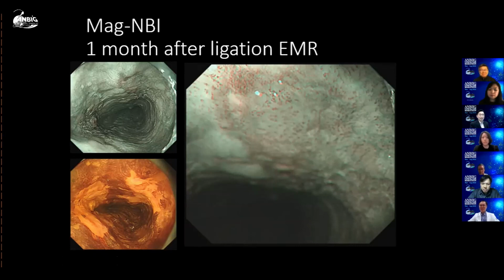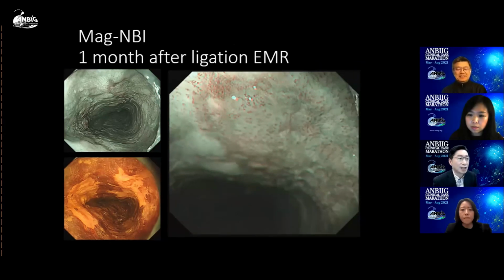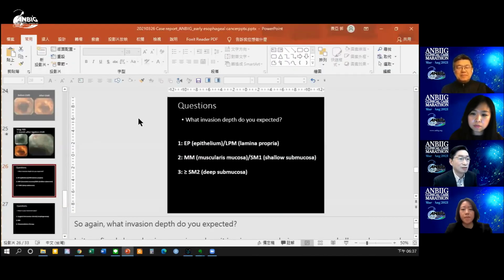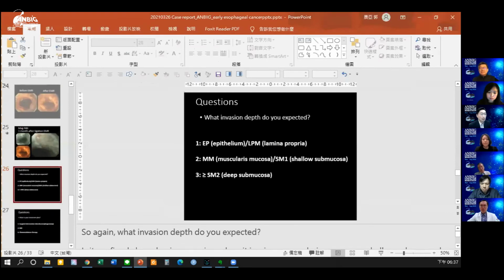I think we have gone through a really nice panel of cases, of various types, and there are a lot of learning points from all these cases. I think we can entertain one more question before we end the session. There's one interesting question: after chemoradiation, how do we evaluate for residual or recurrent cancer? Any idea from our panel?